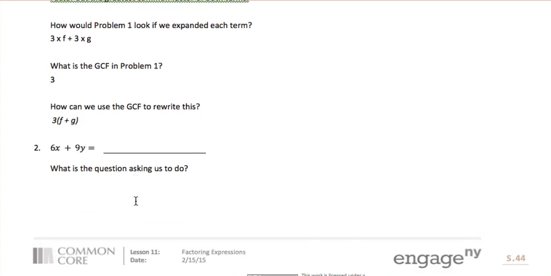Okay, let's look at the next one. 6x plus 9y. What is the question asking us to do? Again, factor out the greatest common factor. So then we need to find the greatest common factor of 6 and 9. What is the largest number that goes into 6 and 9? And we should find that 3 goes into both of them.